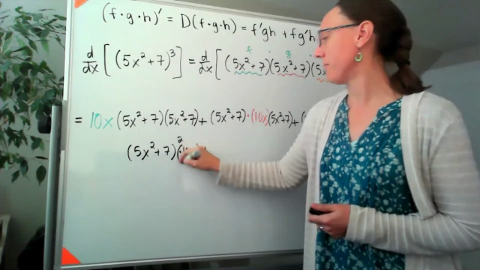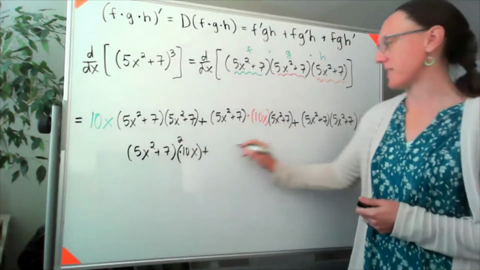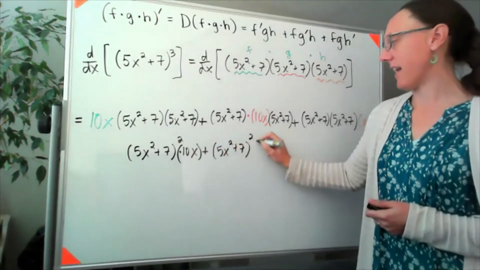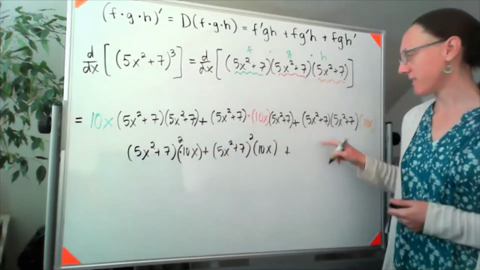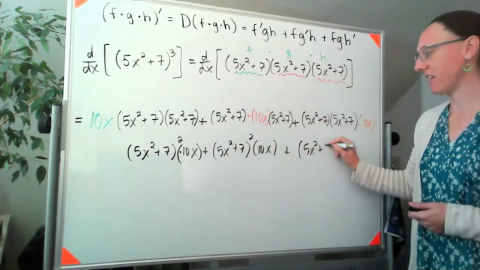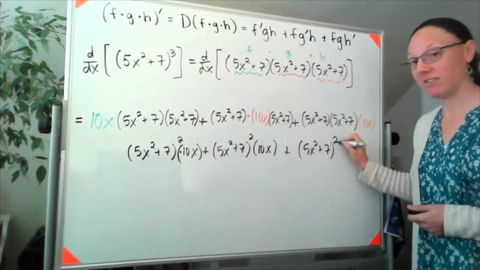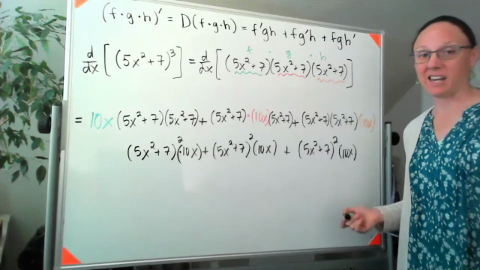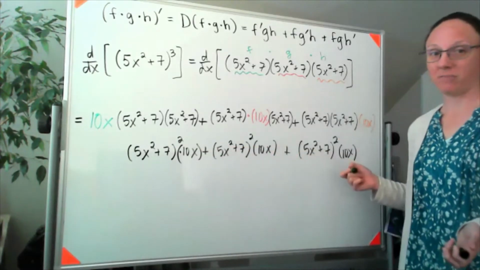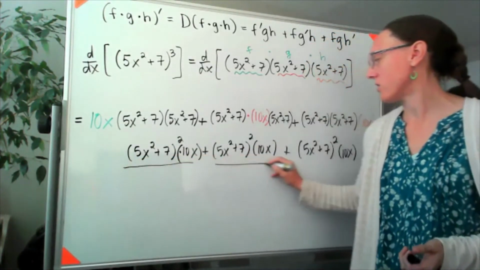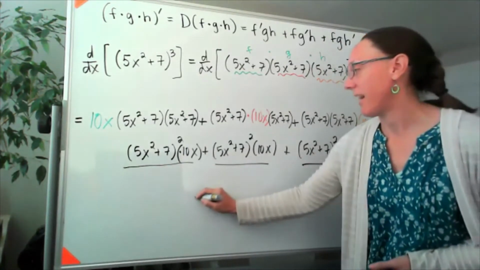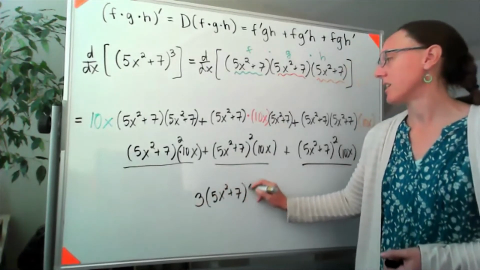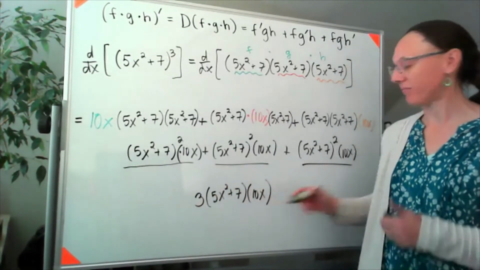And this piece, I have a 5x squared plus 7 and another 5x squared plus 7 times that 10x. And this piece, I have a 5x squared plus 7 times another 5x squared plus 7. So we can write that as squared times 10x. And then all of these are identical. And I have 1, 2, 3 of them, meaning I have 3 of that 5x squared plus 7 times 10x.